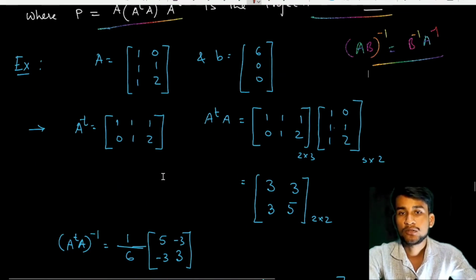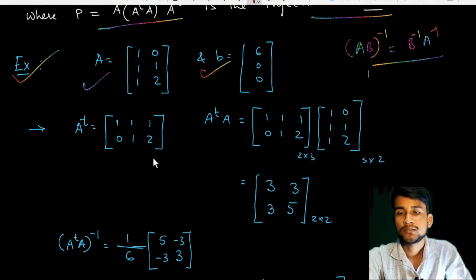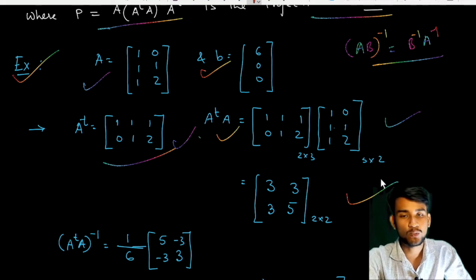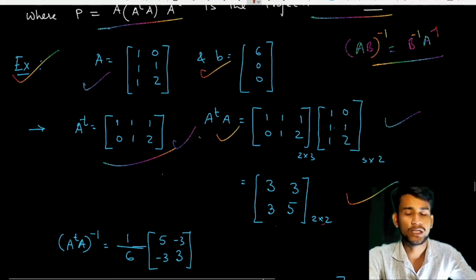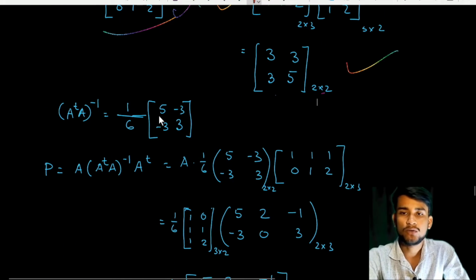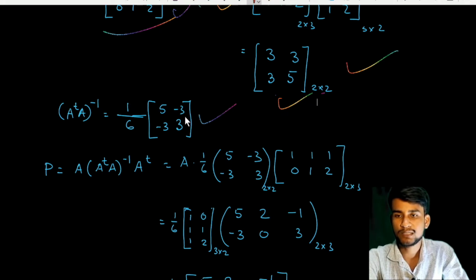So let us take an example. A equal to this, B equal to this. We have to find the projection matrix, that is A (A transpose A) inverse A transpose. So A transpose equals this one, and A transpose A equals this one. This is a 2 by 2 matrix, 3 3 3 5. You can just check it. So (A transpose A) inverse is the simple inverse, 1 by 6 into this one.